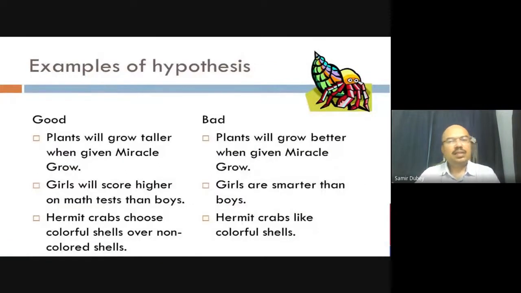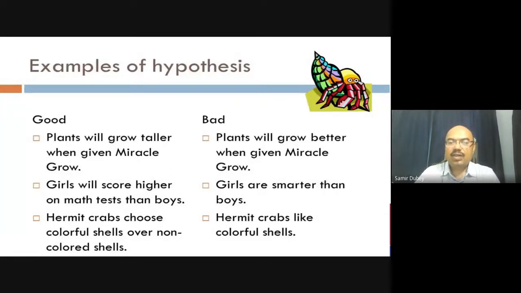Then there are certain examples of hypotheses in which we have just tried to find out the good hypothesis and the bad hypothesis. We have taken certain examples, like plants will grow taller with Miracle Grow. Miracle Grow is a compound which is given to the plant. In case it is given to the plant, the plant used to grow taller. This was basically the commitment of the producer. So the good hypothesis was plants will grow taller, and the bad hypothesis, plants will grow better.